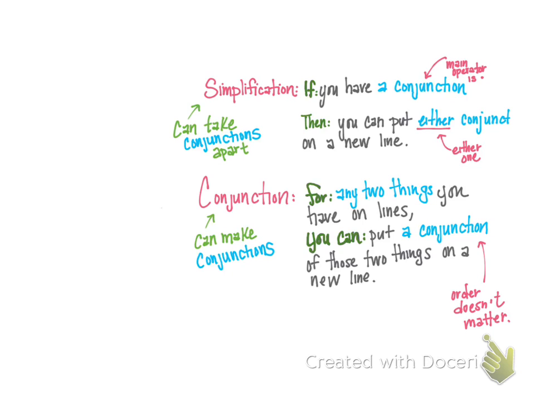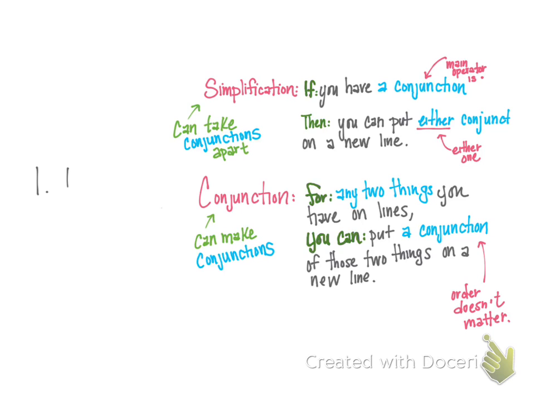And the conjunction rule basically says the opposite: for any two things you have on lines, emphasis on any two things you have on lines, you can put those two things together and make a conjunction where the two conjuncts are the two things you had on lines. And the order doesn't matter.